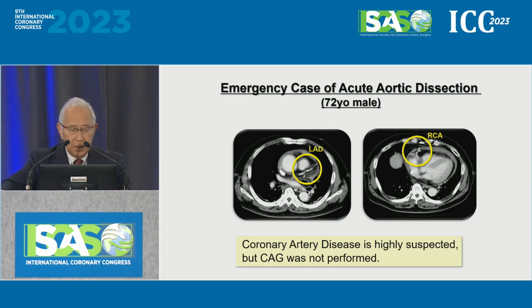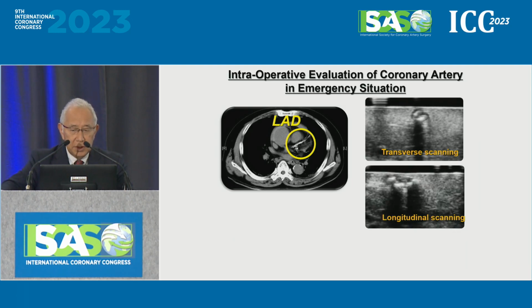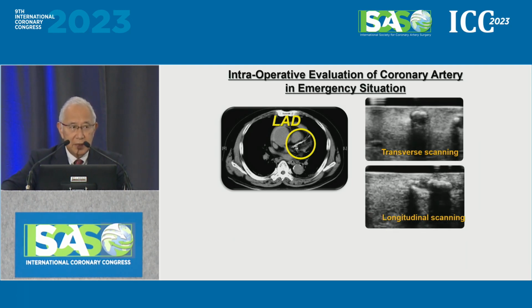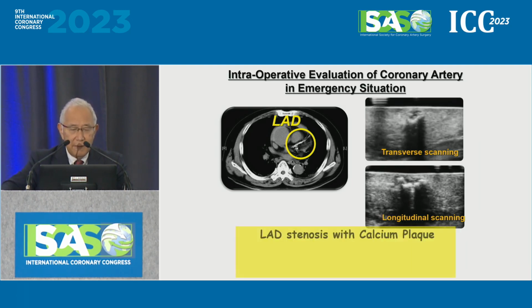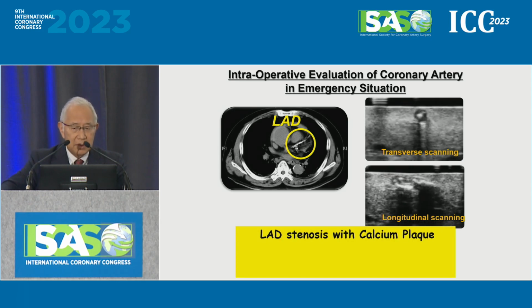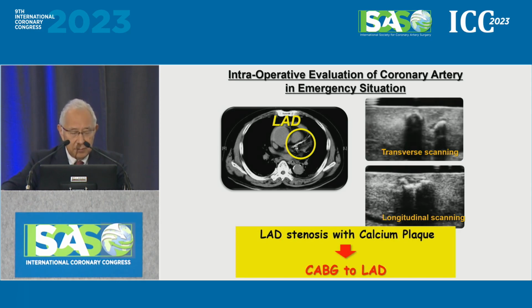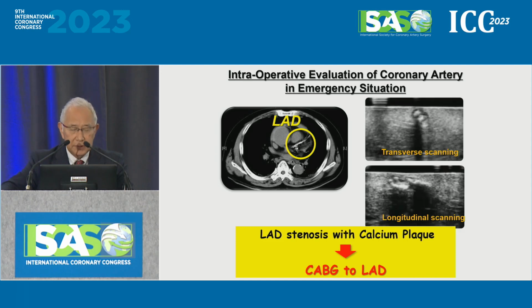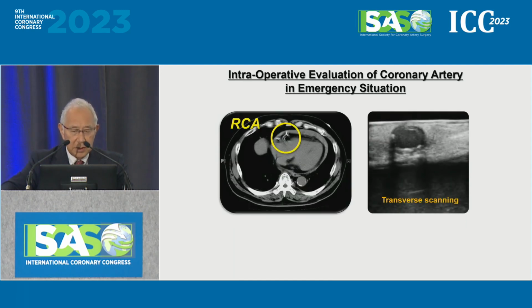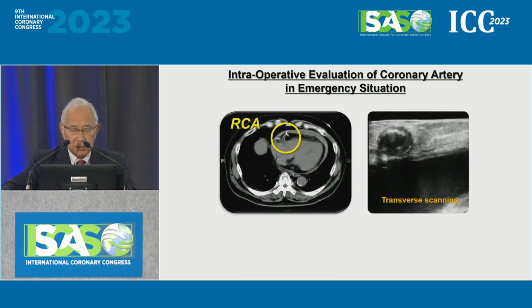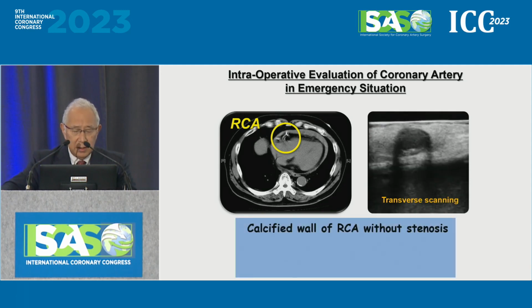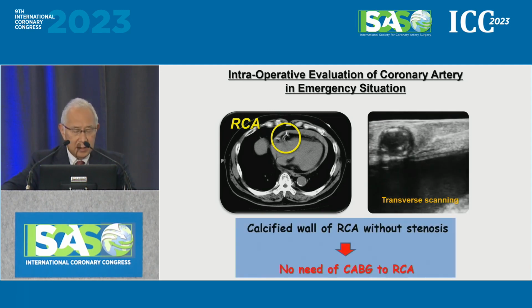Okay, so before anastomosis, in emergency cases, this is a case of acute aortic dissection. The CT shows calcification in the LAD and the right coronary artery, but you don't have enough time to do angiograms. During the operation, you directly scan the LAD and find actually a calcium plaque over there. So we have to put the bypass to the LAD, but the right coronary artery was totally patent. So you don't have to put a bypass in this kind of case.